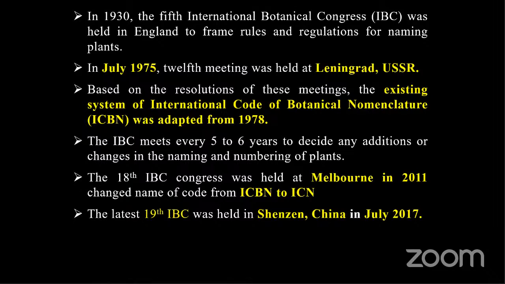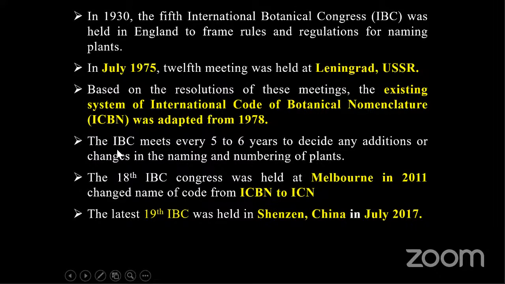So whatever we study today, ICBN, the International Code of Botanical Nomenclature, or ICN, the basic structure is accepted from the Leningrad Botanical Congress. Based on this resolution, the existing system of ICBN was adopted from 1978, but actually it was passed in 1975. The three divisions within the ICBN, the first division includes a set of 6 principles, the second division includes various rules, and the third division includes recommendations. All these things are there only because of this Leningrad International Botanical Congress.